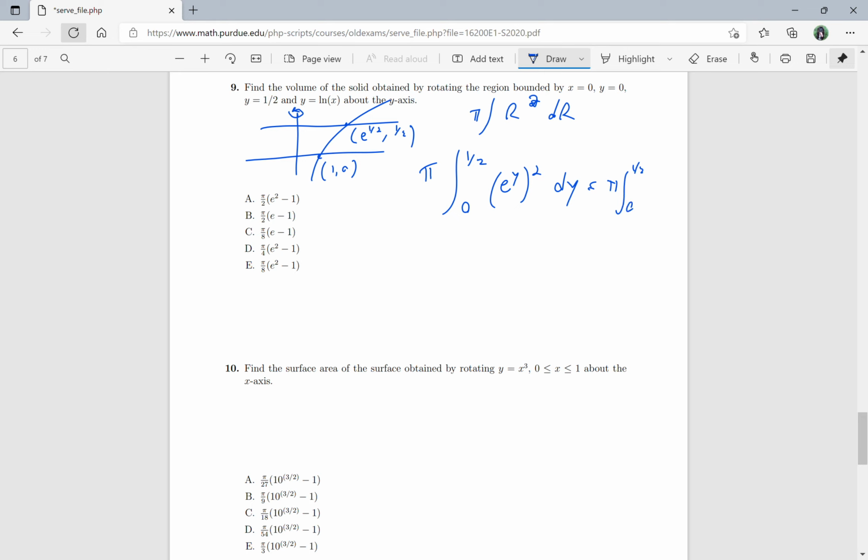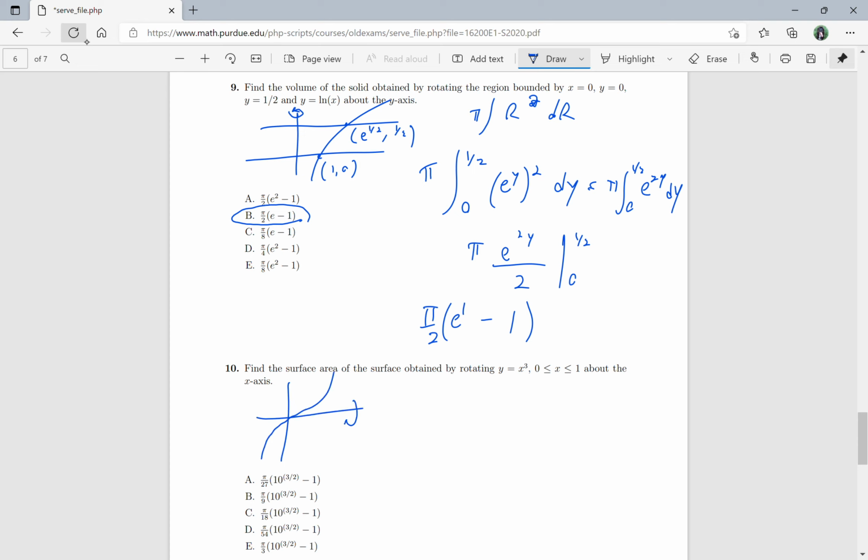Well, let's use rules of exponentials: e to the y times e to the y is e to the 2y. Take the exponential integral, e to the 2y over 2. Evaluate first at 1/2. e to the 2 times 1/2 is e to the 1, minus e to the 2 times 0. e to the 0 is 1. And that's B.